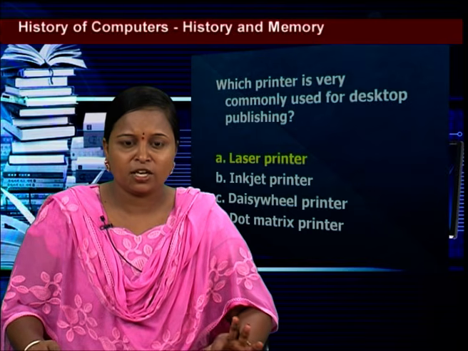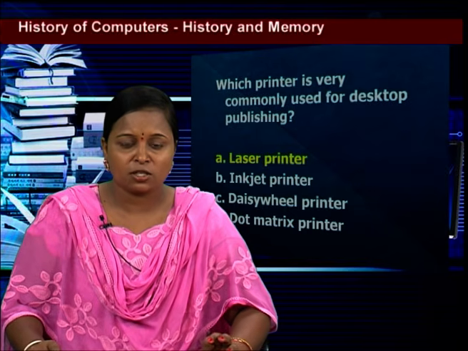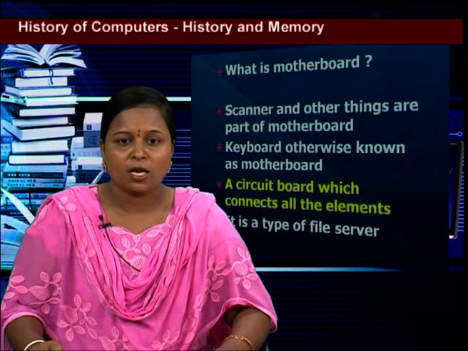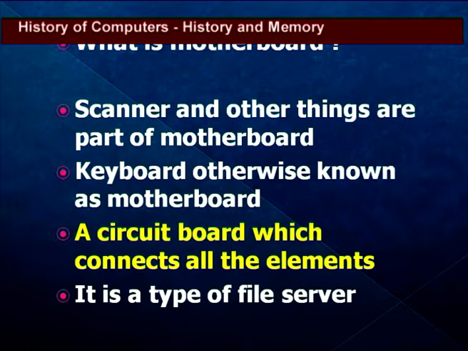Differences between laser, inkjet, daisy wheel and dot matrix printer. So the right answer here is laser printer. What is a motherboard? The motherboard is the main thing in the CPU; without it we can't do anything. Scanner and other things being part of the motherboard is not correct, since a scanner is an output device. Keyboard is otherwise known as motherboard? No, it is also an input or output device. So it is also not correct for this question.